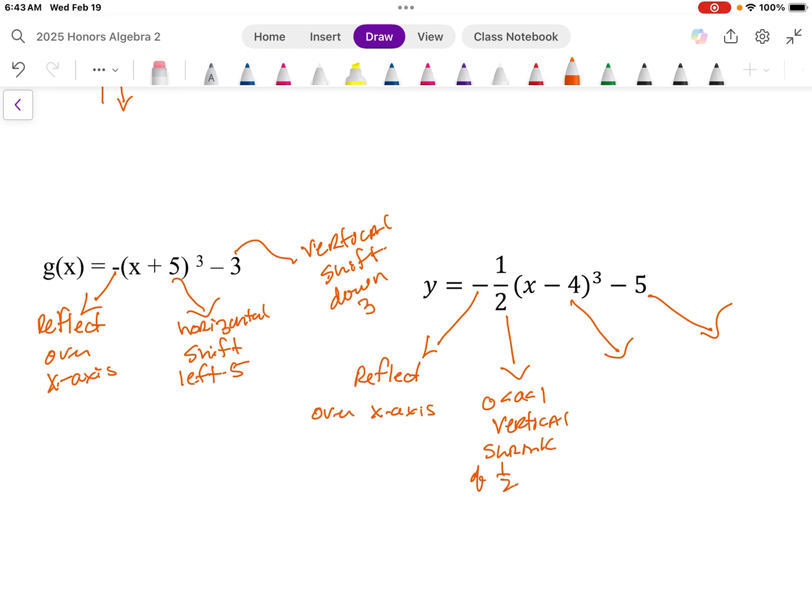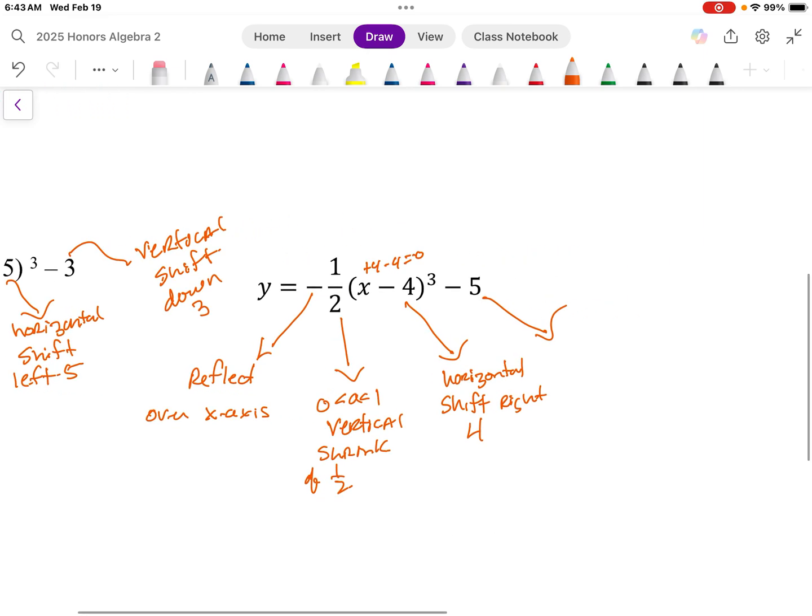Before, on the inside, we have a horizontal shift. Now, this one, in order to make the inside 0, I have to do +4 with the -4. So this tells me that I actually did a horizontal shift to the right 4. And then the last number here, I have a vertical shift down 5, since it's a -5.